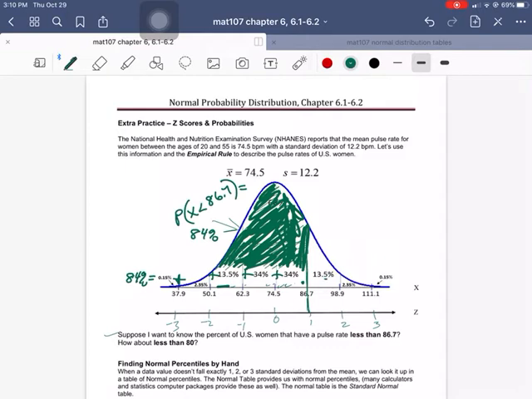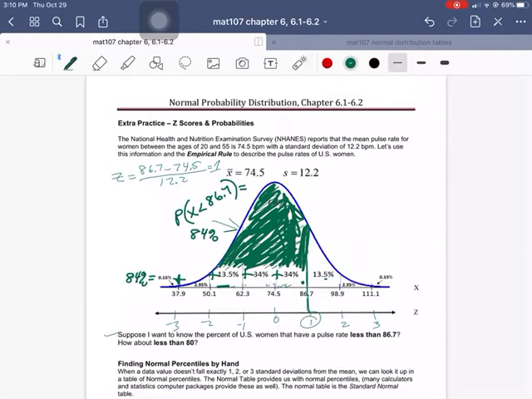What we were doing, you can sort of verify the z-score here: z equals 86.7 is the individual value, 74.5 is the mean, over the standard deviation. And when you crunch those numbers out, you get the one that you would expect right here, because 86.7 is one standard deviation on the high side of the mean.